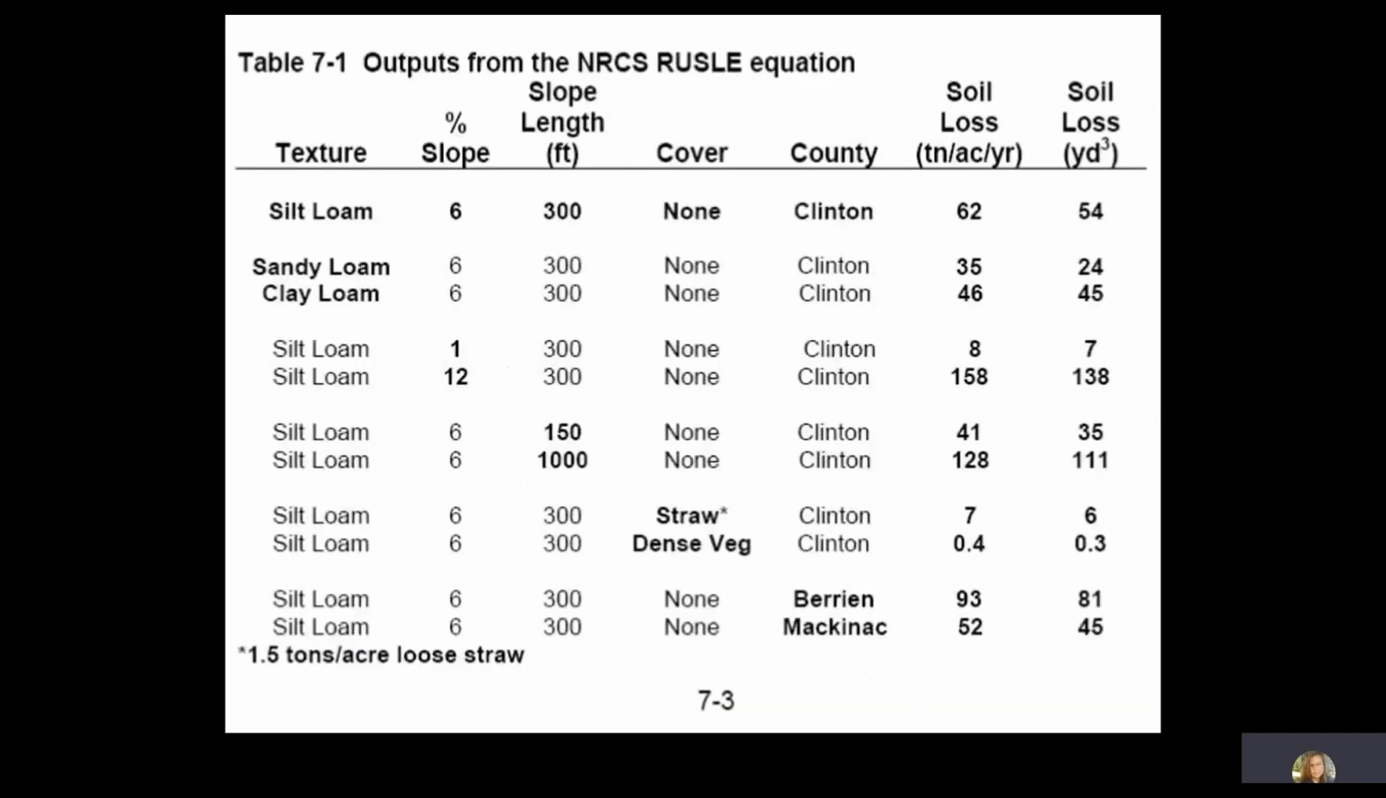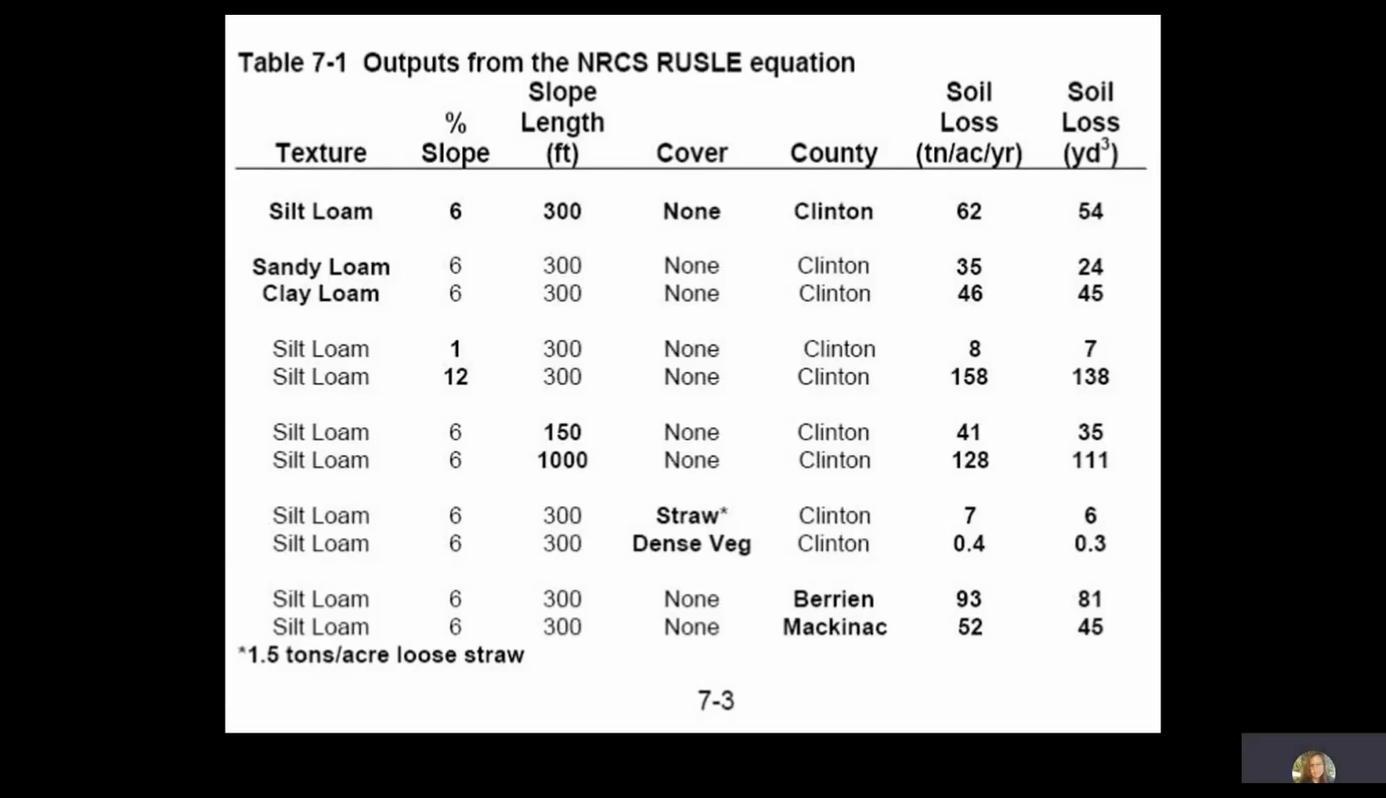Please refer to Table 7-1 in your training manual and on this slide. This table provides outputs from the NRCS Russell equation for estimating sheet and rill erosion from a site. As you can see in the table, the Russell equation takes into account the following factors: soil texture, slope percent, slope length, land cover, and geographic location by county. The equation will determine soil loss in tons per acre per year, which results in cubic yards of soil loss.